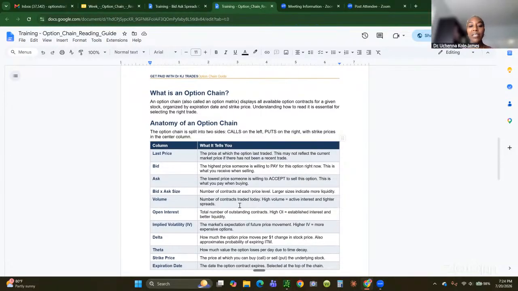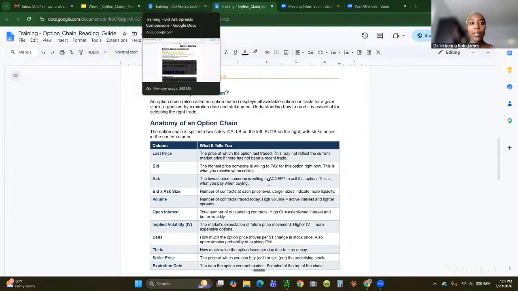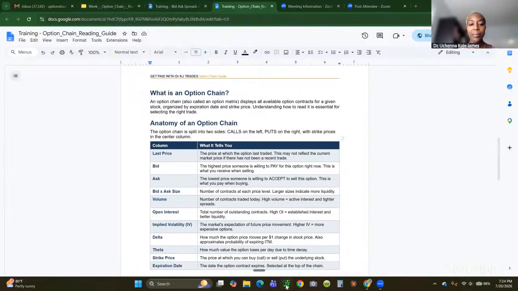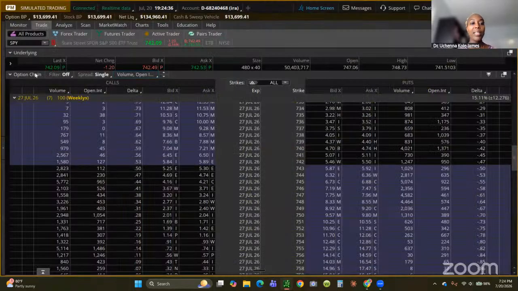So what this is, it just gives you the definitions of the different option chains and teaches you how to customize it. So what is the volume on our option chain? The volume is the number of contracts traded today. Higher volume means active interest and tighter spreads. Open interest, the total number of outstanding contracts, okay? A high open interest means established interest and better liquidity. What does liquidity mean? Basically to be able to get in and out of your option contract with ease.